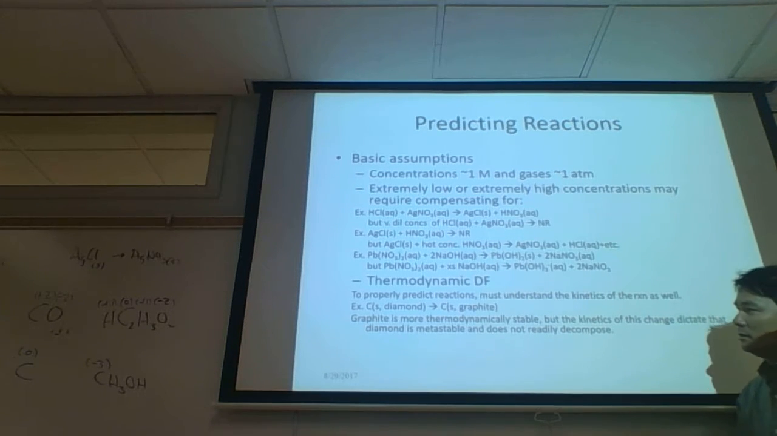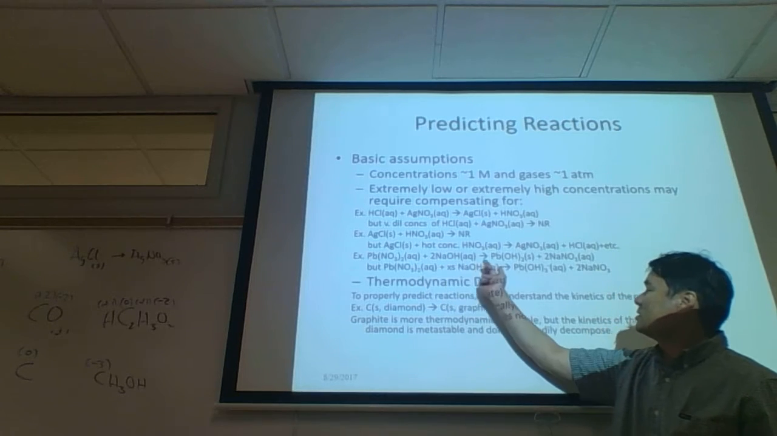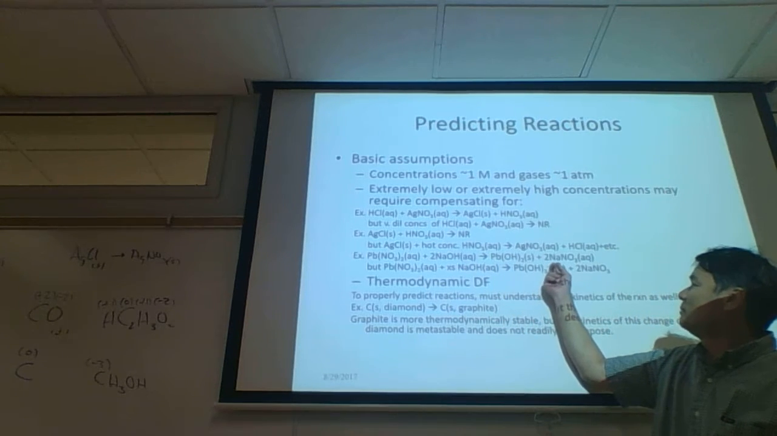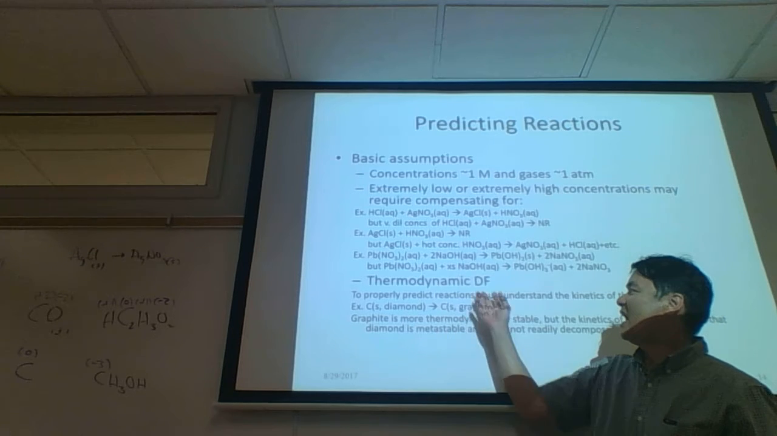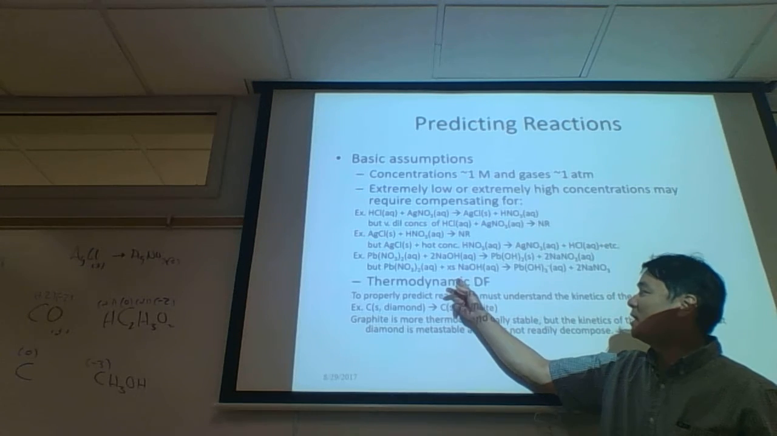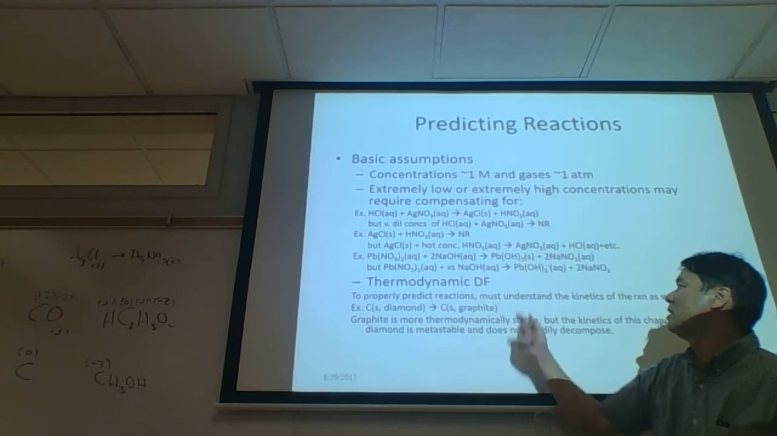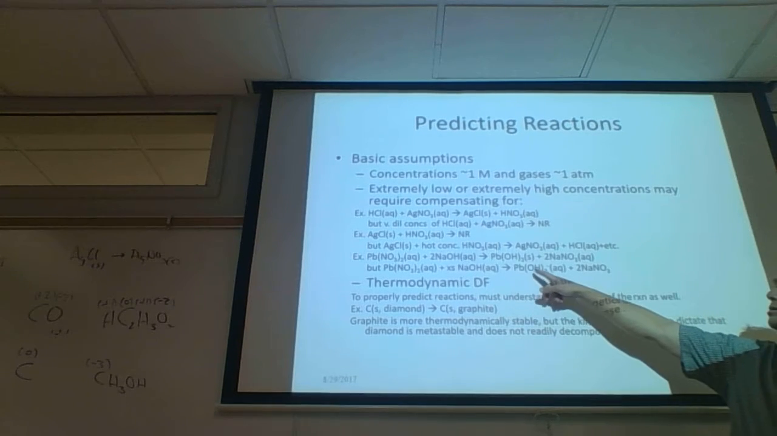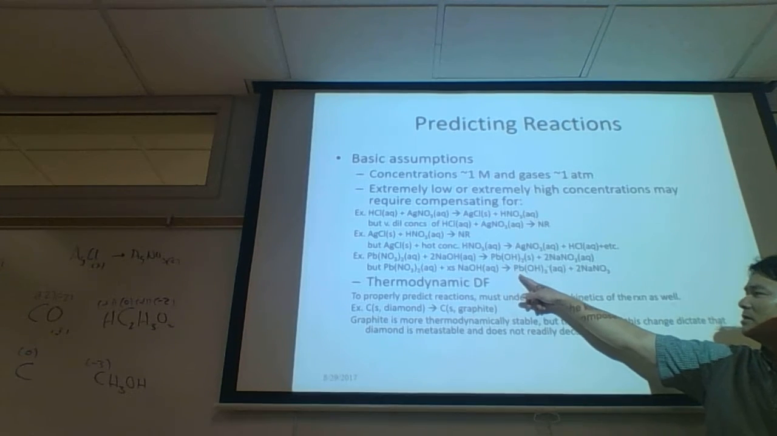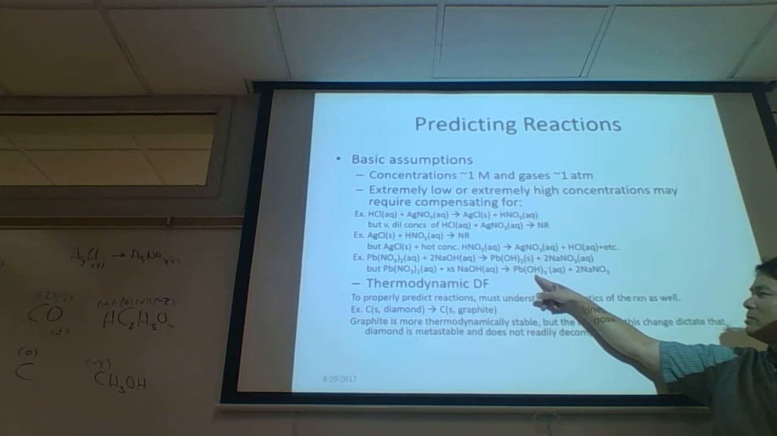There are other tricky things. For example, lead-2 nitrate plus sodium hydroxide should precipitate lead-2 hydroxide plus sodium nitrate. But when you add excess sodium hydroxide, the precipitate dissolves. The precipitate dissolves because the lead-2 hydroxide precipitate is attacked by the additional hydroxide and forms this.